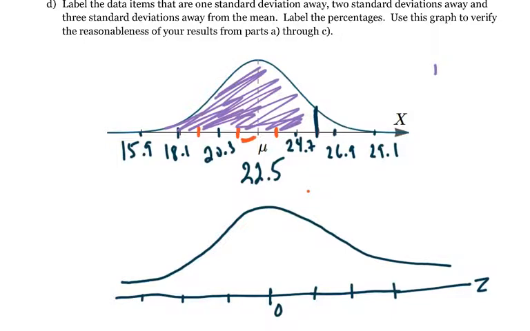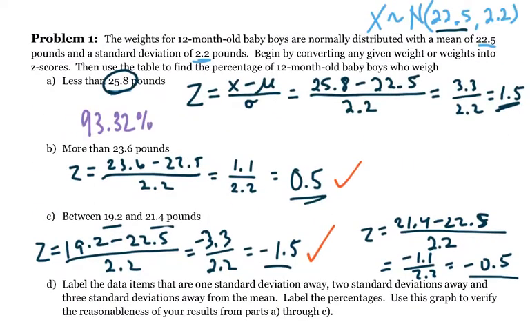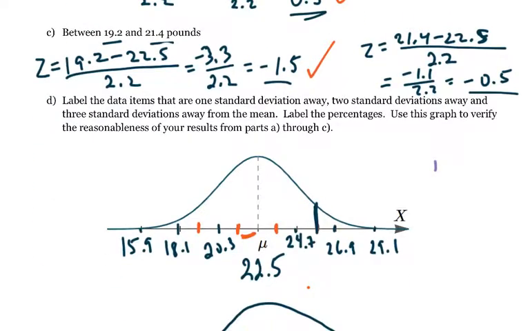Now, if they had said what percentage is to the right of or greater than 25.8, that would be this side. So if I know that this side is 0.9332 and the whole normal curve adds up to 1, to find this area right here, we would have needed to do 1 minus 0.9332. And by doing that, that would give us our percentage for how many 12-month-old babies have a weight greater than 25.8.